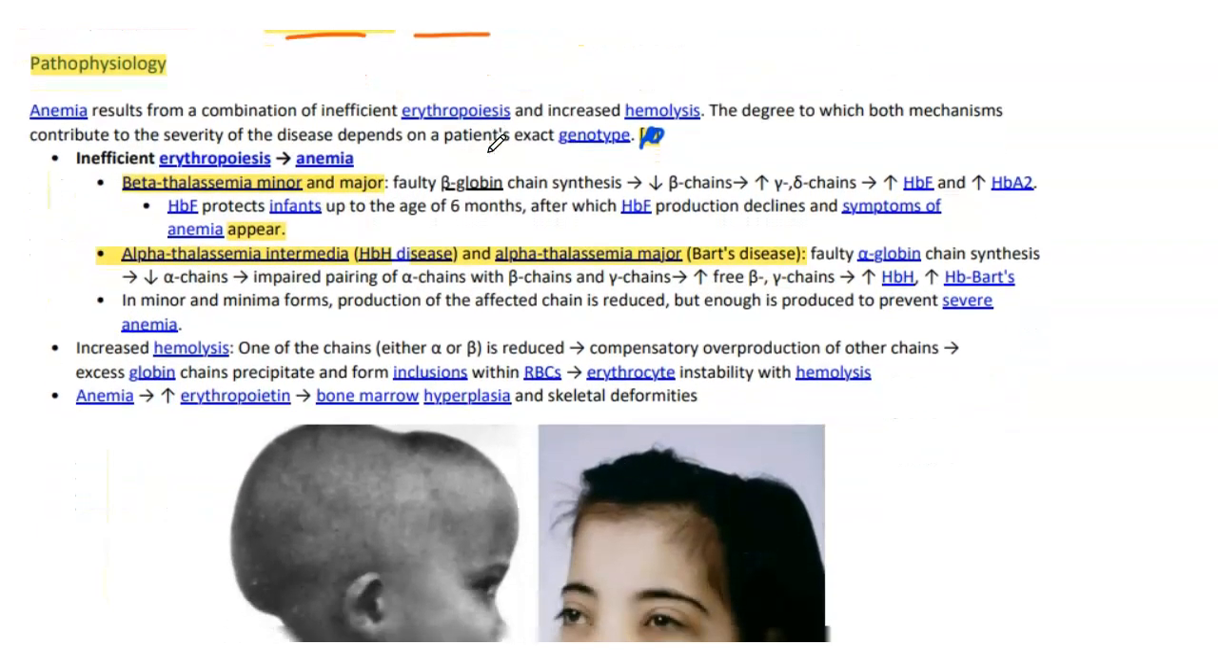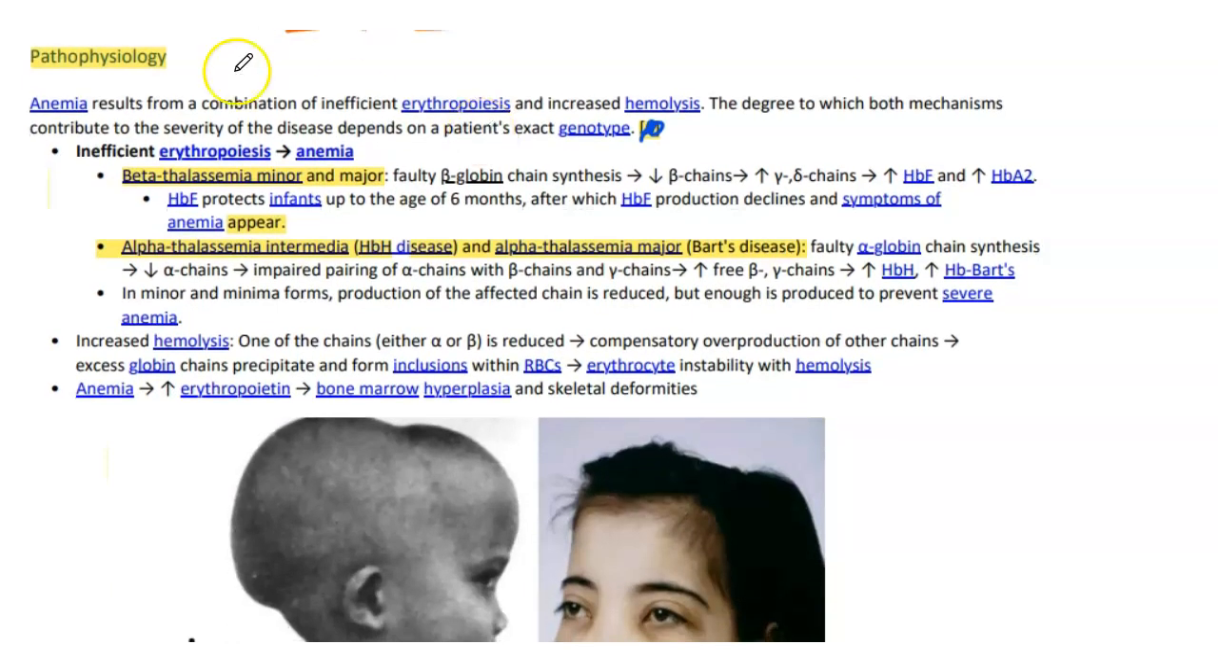Now, pathophysiology of thalassemia. The anemia in thalassemia results from a combination of inefficient erythropoiesis and increased hemolysis. These two are the mechanisms. The degree to which both mechanisms contribute to the severity of the disease depends on the patient's exact genotype. The first mechanism is inefficient erythropoiesis leading to anemia.